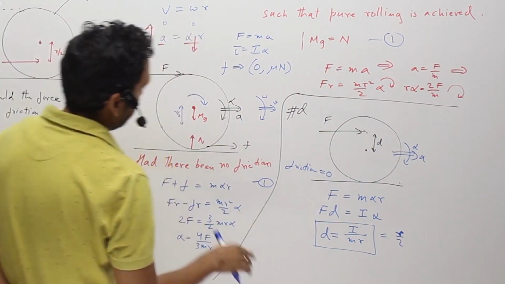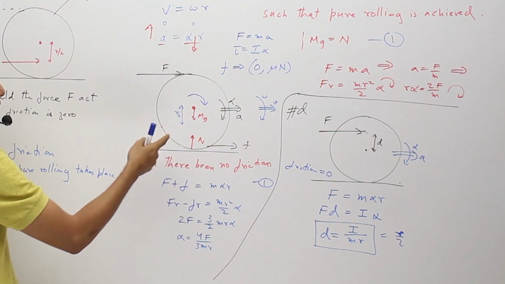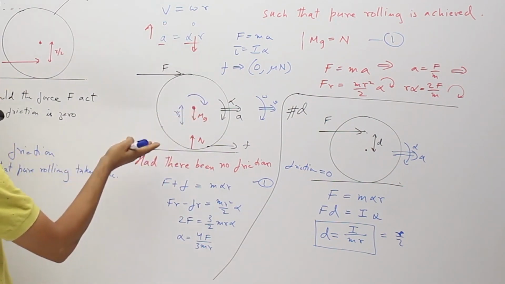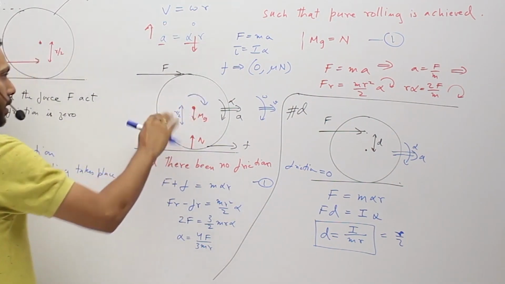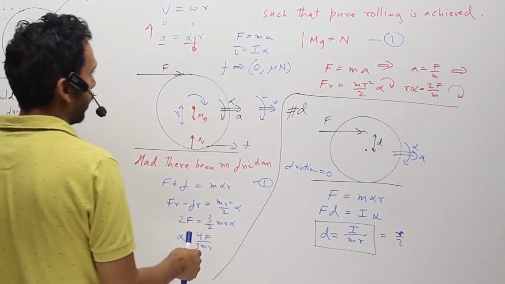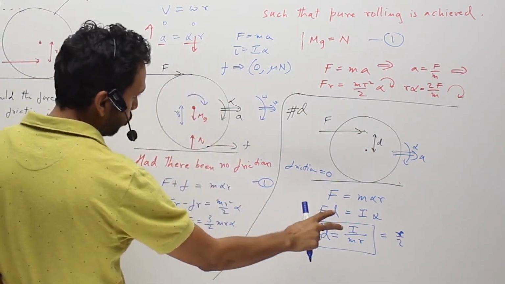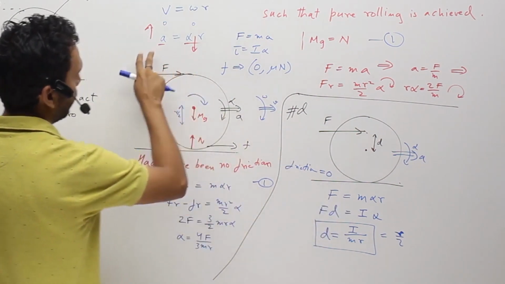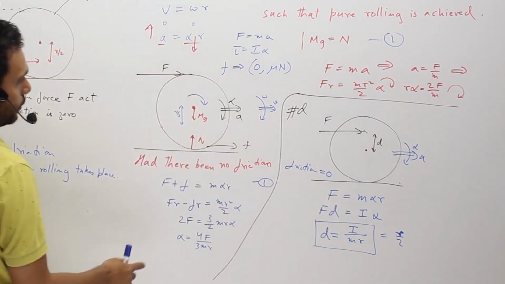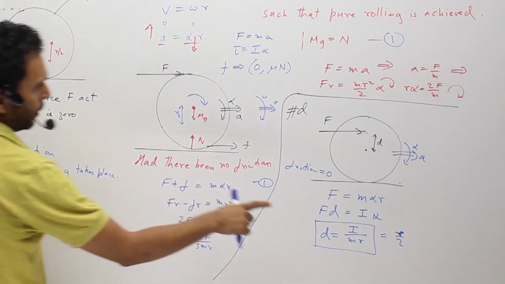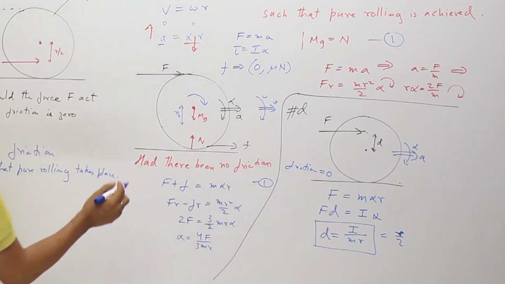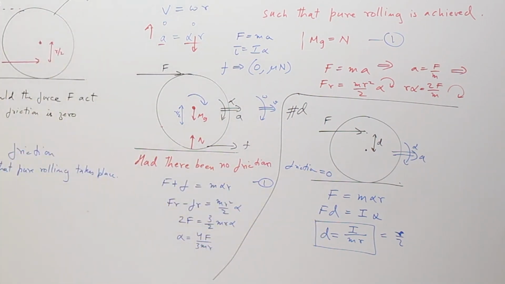You had a distance r by 2, alpha was matching with A, but unfortunately the direction of alpha was exactly opposite of what it should have been. So still the friction was acting backwards, because we had to match not only the values of alpha and A, but also the direction of alpha and A. So what we get over here is D is equal to R by 2. Your point of application should be R by 2 above the center.